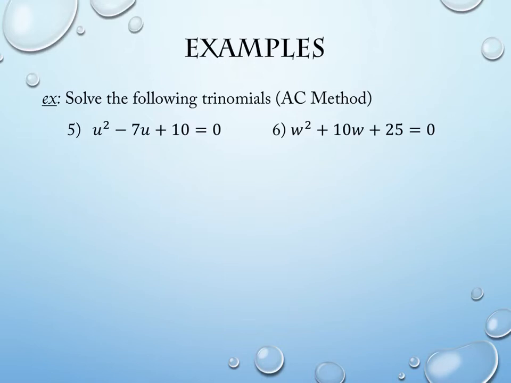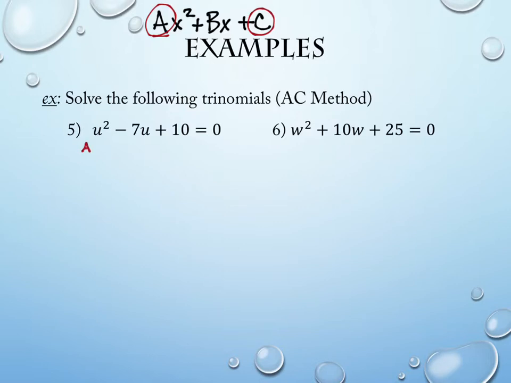The AC method takes what you know about the quadratics that were in this form, ax squared plus bx plus c, okay? So when it refers to the a and the c, these are the a and the c it's referring to. A is the number in front of x squared, c is the number that doesn't have a variable with it, okay? And so what we're going to do is we're going to identify, in each case, what the a and the c are.